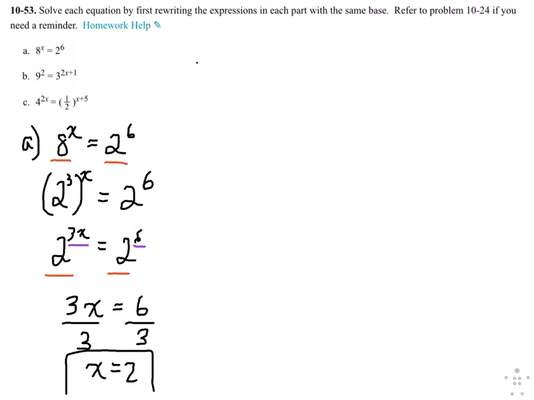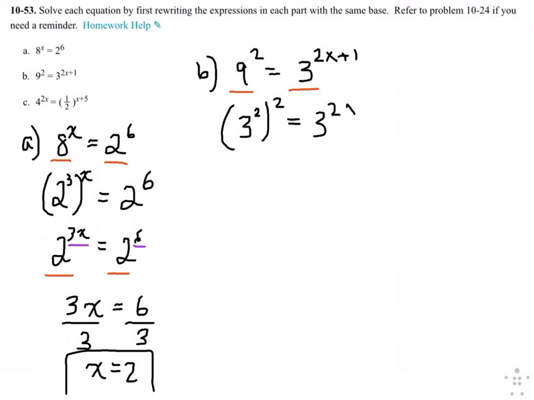Okay, let's do B. B, we have 9 squared equals 3 to the 2x plus 1. So again, let's try to write these with the same base. So I know that 9 is 3 squared, right? So I can write 9 as 3 squared raised to the second power, right? That's 9 raised to the second power equals 3 to the 2x plus 1. Now, power to power rule, I have squared again, right? So that's 2 times 2 is 4. So I have 3 to the 4th equals 3 to the 2x plus 1.